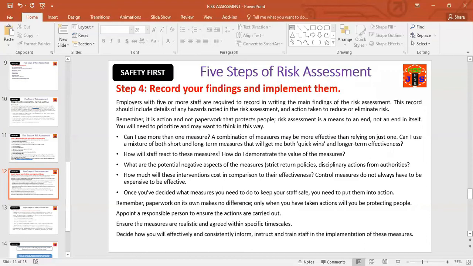Once you have decided what measures you need to keep your site and your staff safe, you need to put them into action. Remember, paperwork on its own makes no difference. Only when you have taken action will you be protecting people. Appoint a responsible person to ensure the actions are carried out. Ensure the measures are realistic and agreed within a specific timescale. Decide how you will effectively and consistently inform, instruct, and train staff in the implementation of these measures. So this is the number four step that is related to the findings of the risk assessment, and this is how you will implement the findings.